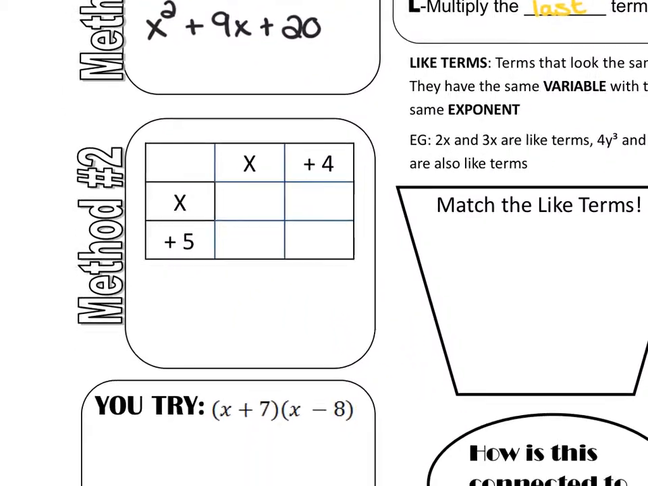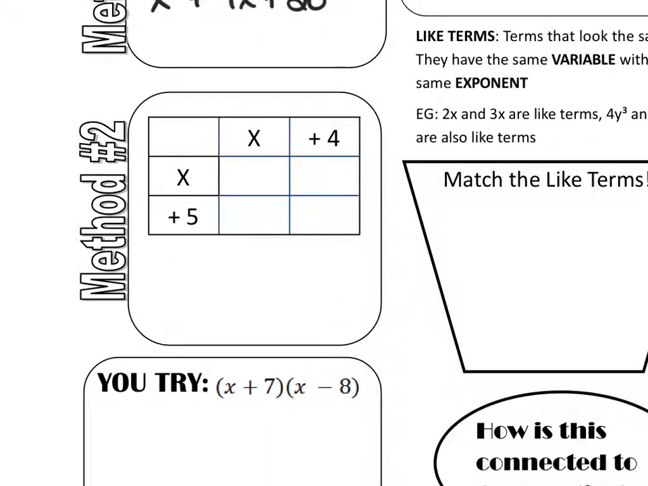There is another method, which is called the box method. This came from the x plus 4. So I just took the first term and put it in here, and I took the second term along with its sign. It was a plus 4, so I made the plus 4 go here. And then this one came from the x plus 5, so the x and the plus 5 here.